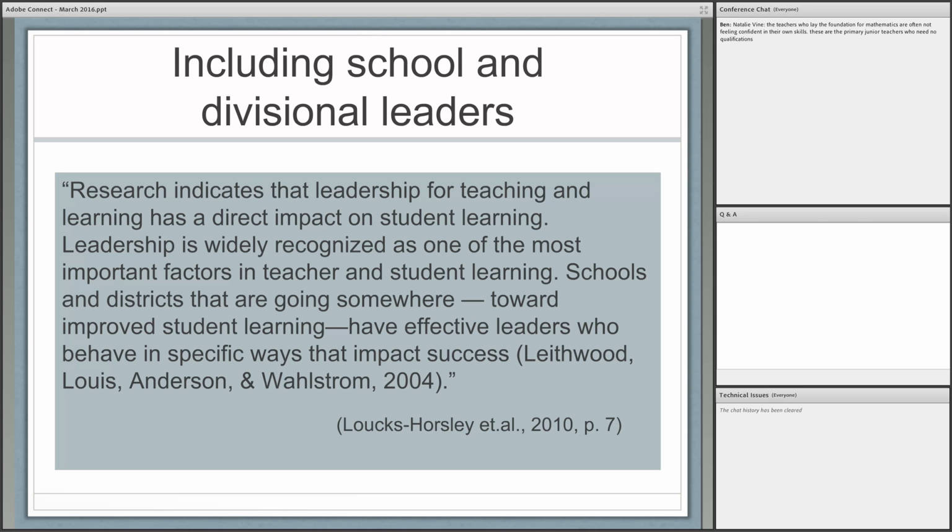Another key piece is including principals. We know that the teacher is the number one factor in terms of enhancing student achievement, and the school leader is the second most important factor. Leadership for teaching and learning has a direct impact on student learning. That is widely recognized in any of the research literature on effective leadership.